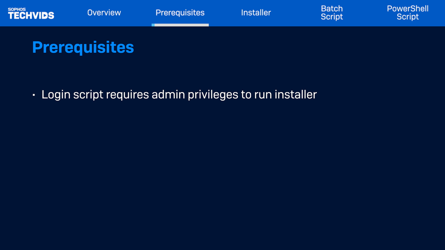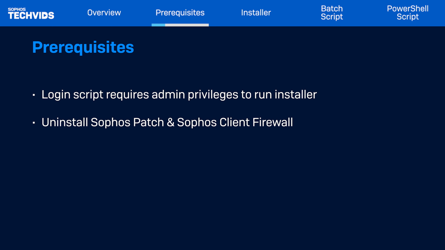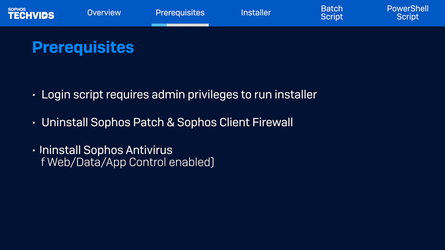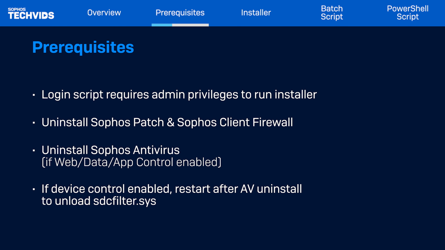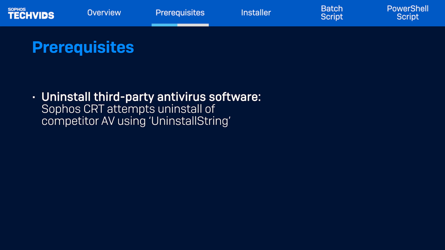If you plan to use a login script, the login user must have administrator privileges, as this is required to run the installer. I'll be using a startup script, so this won't be required. Prior to installation, ensure the following software packages are not installed on the endpoints, or the installation will fail: SOPHOS Patch, SOPHOS Client Firewall, and SOPHOS Antivirus if web control, data control, or application control are enabled on the computer. If a device control policy has been applied, SOPHOS Antivirus uninstallation requires a restart to unload the kernel driver sdcfilter.sys.